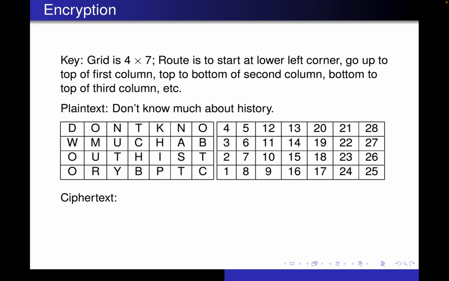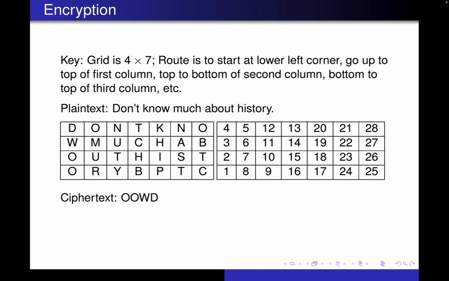Now for our ciphertext, we are going to follow that same path, but we're going to follow it in the left grid, adding the letters. So for instance, for our first 4 letters, 1, 2, 3, 4, start at the bottom of the first column, work your way up to the top. If we do that on the left, we get OOWD.